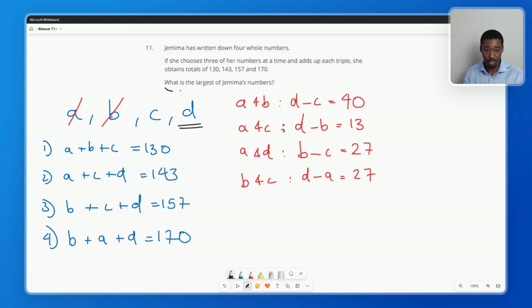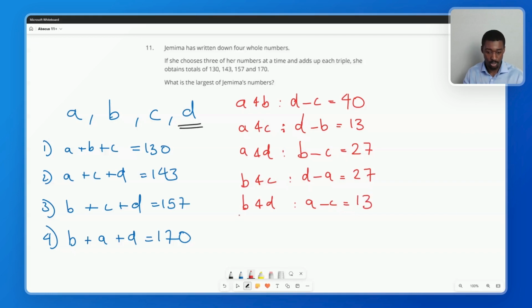Because remember, the whole question is working out the largest of Jemima's numbers. So D is the main letter we care about. We'll keep that in mind. But let's continue. We've done B and C. Let's do B and D. Well, here we can use the bottom two, 3 and 4. We know A minus C equals 13.